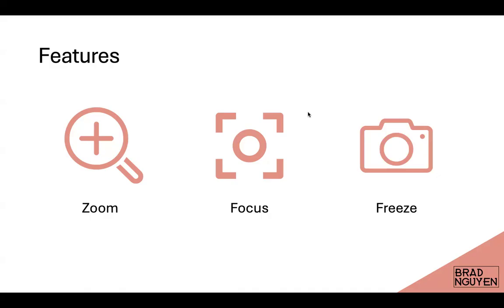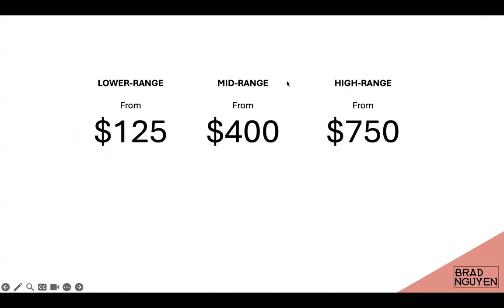Okay, so I talked about the different ranges. So the lower range, you get visualizers that are USB connected. In the mid-range, you start seeing visualizers that have an HDMI connection, which I recommend. I mean, you can make do with just a USB connection, but as I said, there are scenarios where the USB connection might not work. You start to see buttons for zoom and focus and freeze in the mid-range as well.